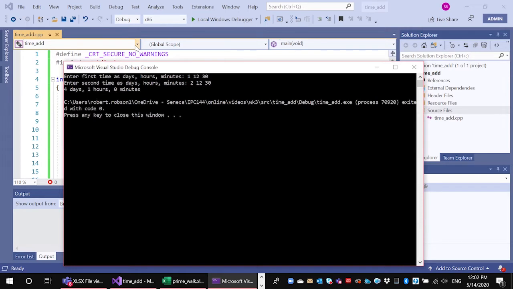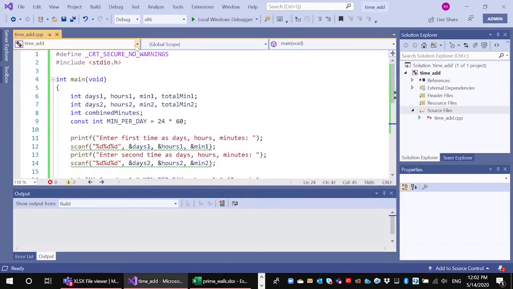And if you add it up, 1 plus 2 is 3 days, 12 and 12 makes a 4th day, and then 30 and 30 makes 1 hour. So there you have it. It adds up to exactly 4 days, 1 hours, and 0 minutes. Now let's look at the program and see how it did this.